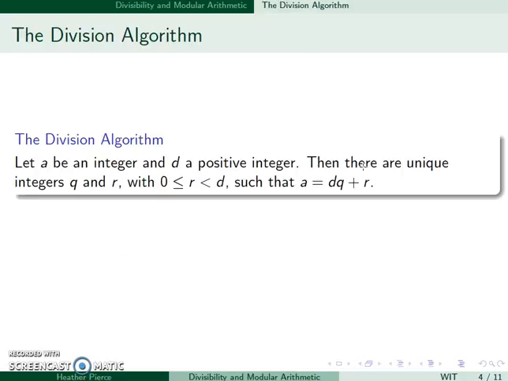Our division algorithm: let a be an integer and d be a positive integer. There are unique integers q and r, where 0 is less than or equal to r is less than d, such that a is equal to dq plus r. And so q is whenever you divide, it's your quotient. So if we do a divided by d, q is the quotient, and r is your remainder.